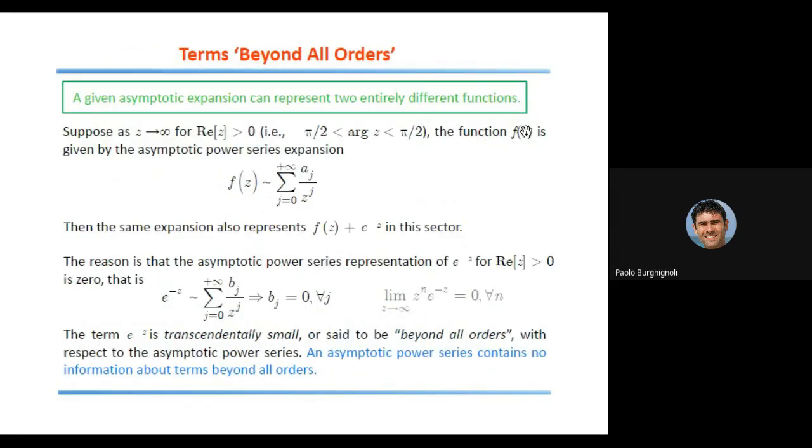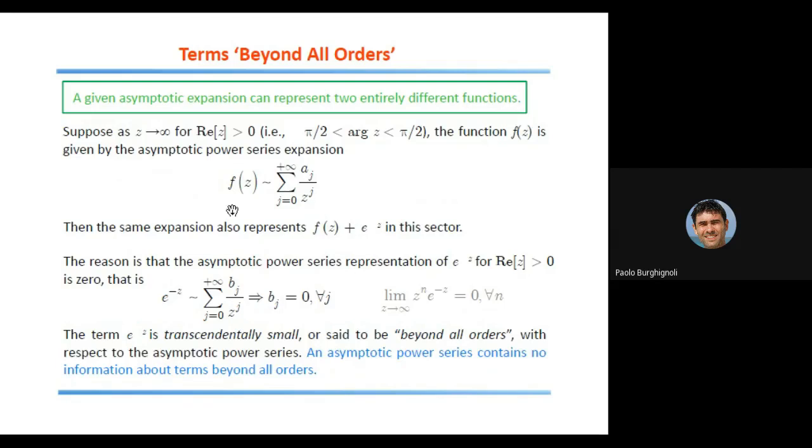Now, note that having given the definition of an asymptotic expansion, this asymptotic expansion can represent two entirely different functions. So if you are given the function and the asymptotic sequence, then the asymptotic expansion is unique. But if you are given the asymptotic expansion with respect to a given asymptotic sequence, then the function it represents may not be unique. And this is very simple to see.